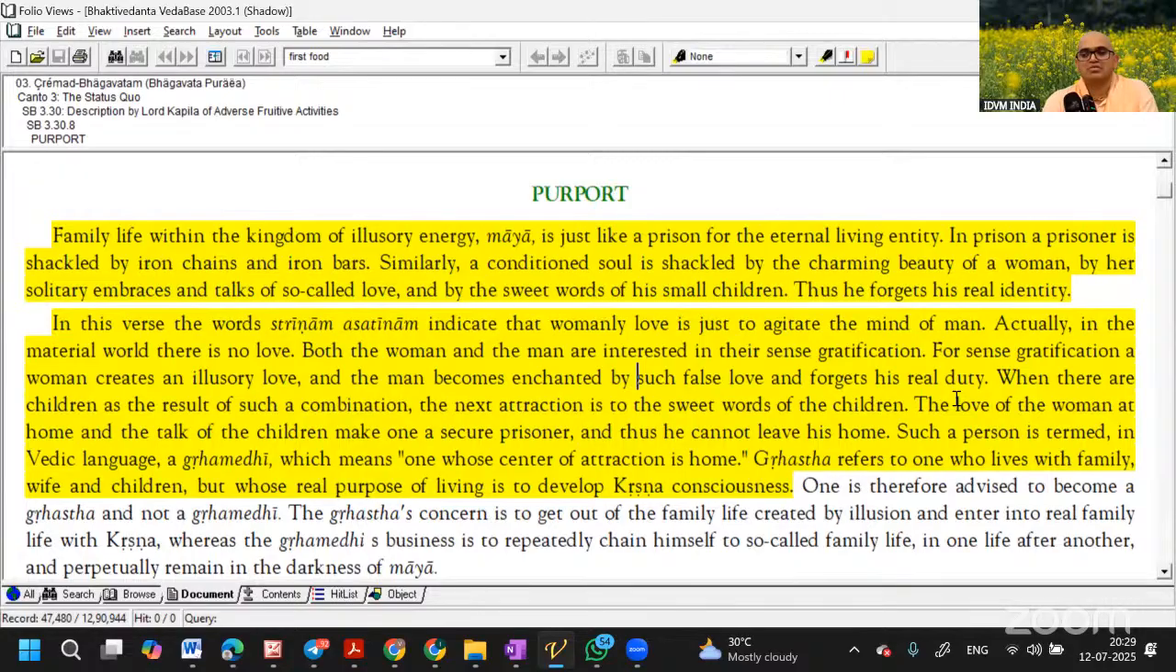This is the power of Maya covering the jivatma's identity. When there are children as the result of such a combination, the next attraction is to the sweet words of the children. Initially both were loving each other, now both people's love flows towards the children. Children are their life now. My children, my children.